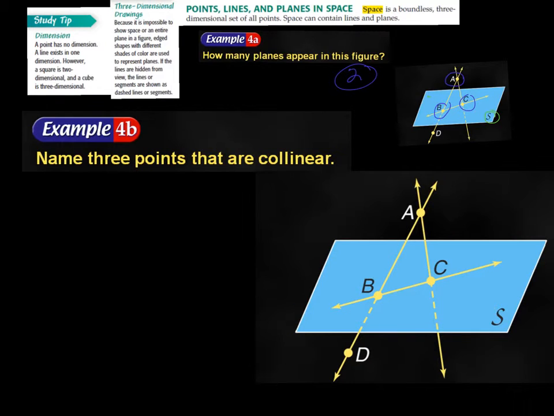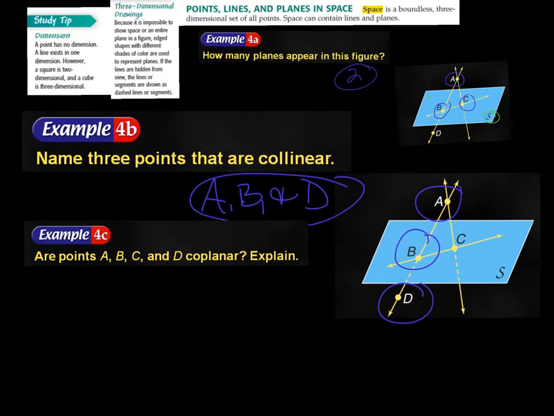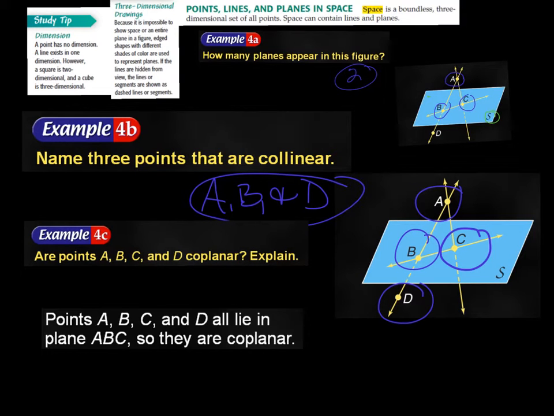Name 3 points that are collinear. There are only 3 points that are collinear in this diagram. They are A, B, and D. Are points A, B, C, and D coplanar? Well, A, B, and D are collinear, and so when we add one more point, C, they will all lie in the same plane. So yes, they are coplanar.